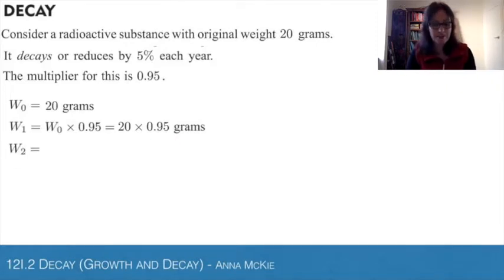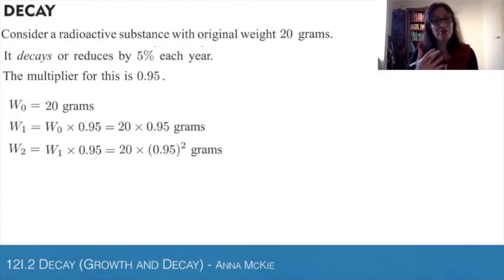What about the second year? You would take what you ended up with at the end of the first year and multiply that answer by 0.95. So there's our W1, the first year, multiplied. And what is W1? Look back up to the last line. It's 20 multiplied by 0.95, and then you're multiplying it again by 0.95, which means you have 2 lots of that multiplier. Because they're the same base being multiplied together, you can add the powers. Each of them was 1, so we get power 2.